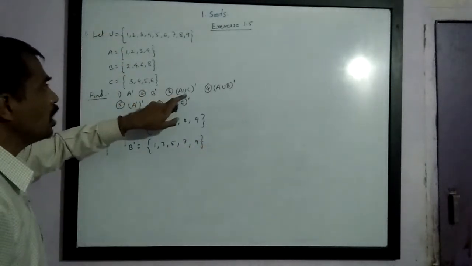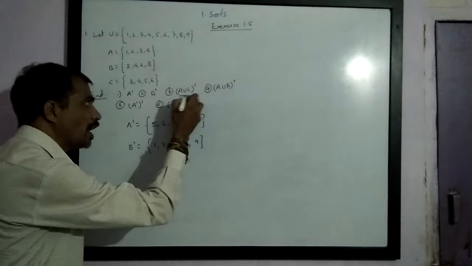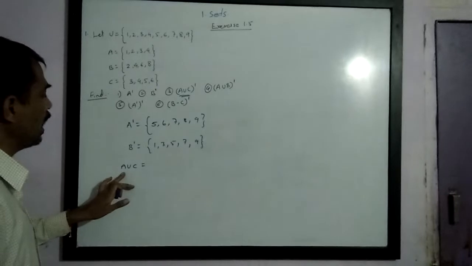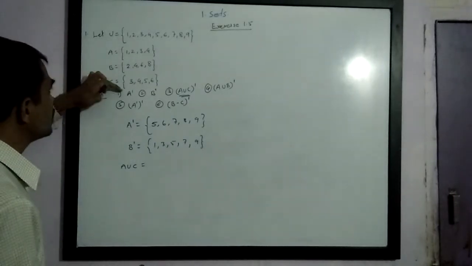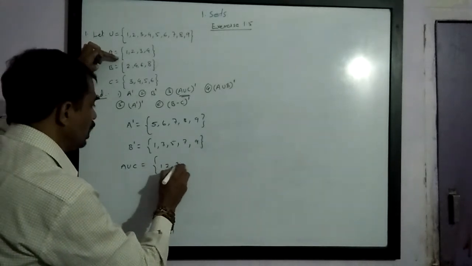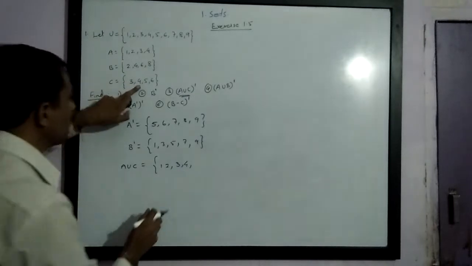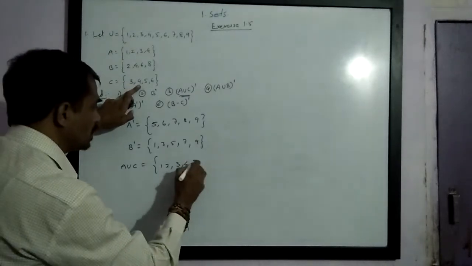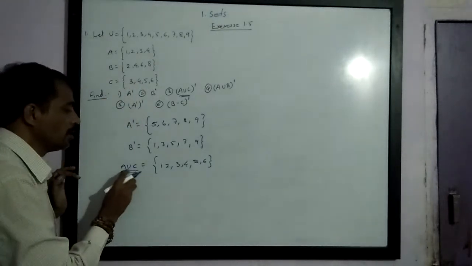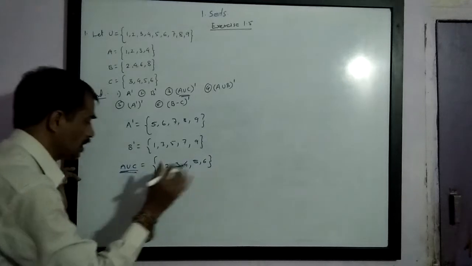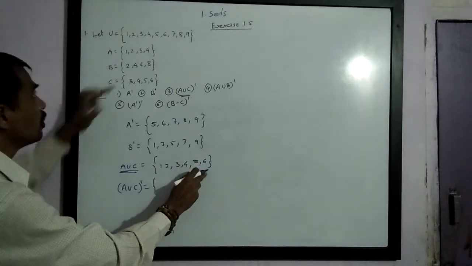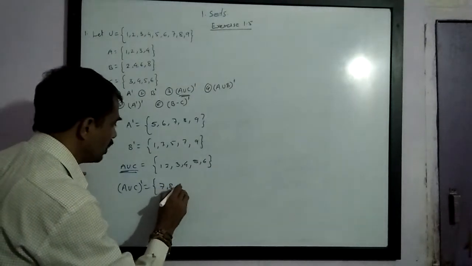Then next is A union C's complement. For this we will have to first find A union C. So A union C means the set of all the elements of set A and C as well. So A and C are these sets. So we have the set of 1, 2, 3, 4, 3, 4. Again repeated. We don't have to repeat the elements. It means it is a set of 1, 2, 3, 4, 5 and 6. Now its complement. Its complement means which are there in the universal set but not in this. So A union C's complement is equal to the set of 7, 8, 9.